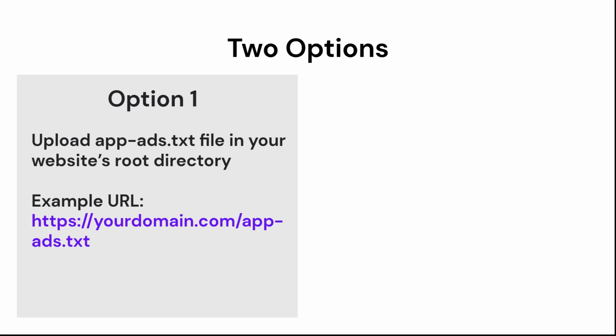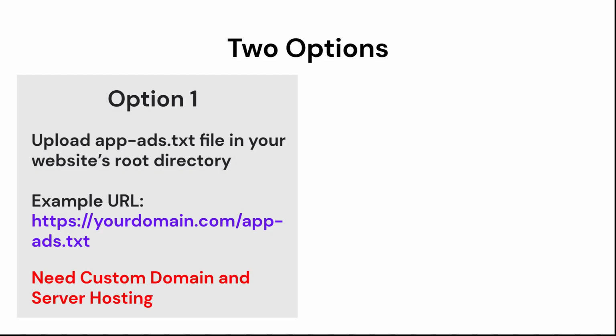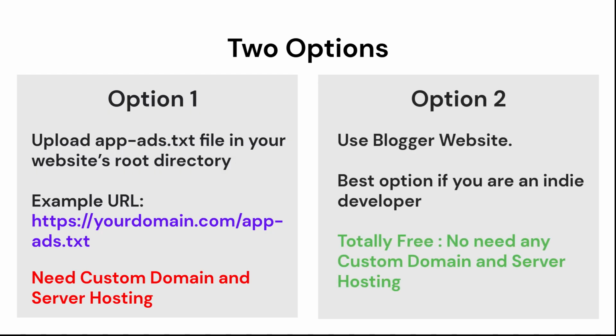upload app-ads.txt in the root directory of your website, like this example URL. For that you need hosting and a custom domain. It's not free. Option 2. Use Blogger. This is the best choice for indie developers because it's completely free. You don't need hosting or a custom domain.